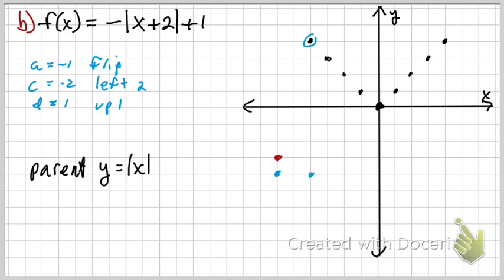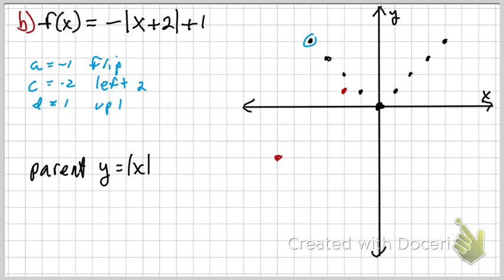So I can erase these now. I'm going to pick the 0, 0 one, because these are straight lines. I don't have to worry about curves here. So 0, 0 doesn't flip because it's on the x-axis. Goes 2 to the left and 1 up. Yeah, so it's going to be right here. So the 0, 0 point moves 2 to the left, 1 up.